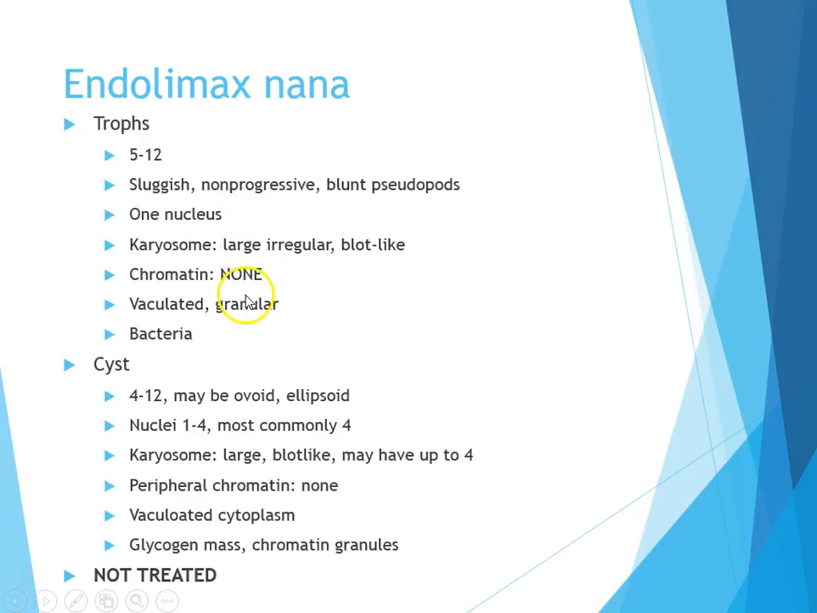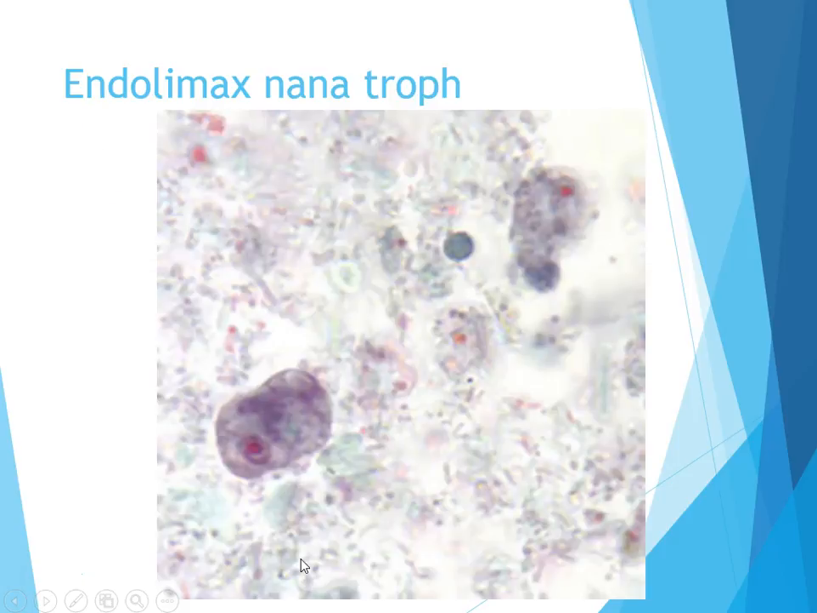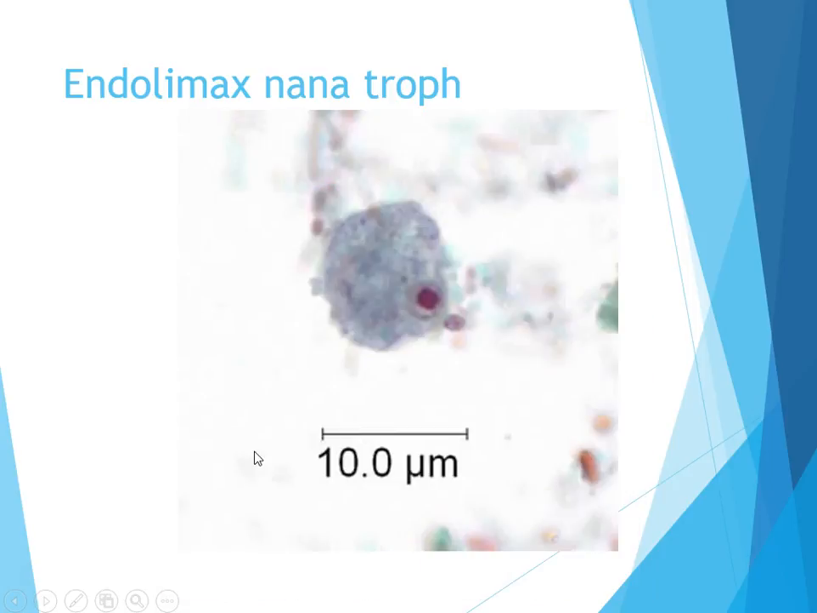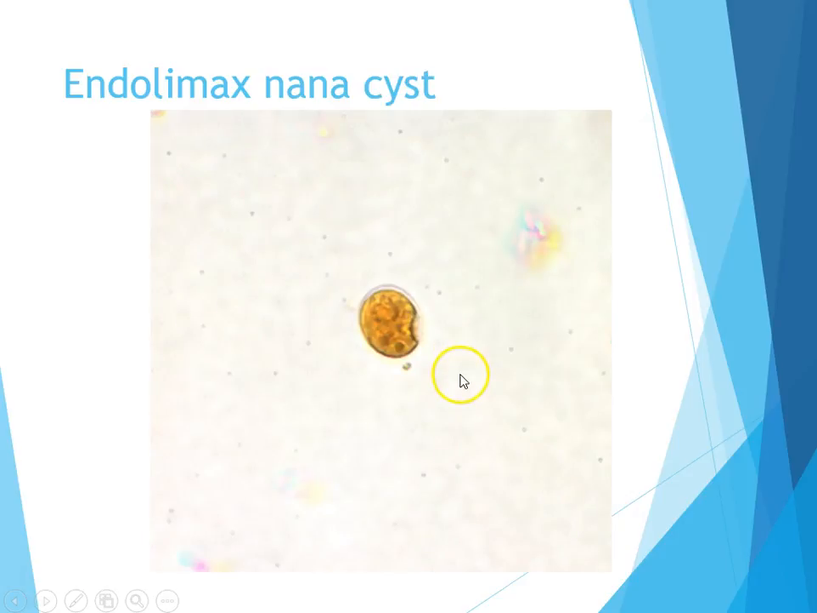It doesn't have any chromatin around the nucleus. The cytoplasm is vacuolated or granular, and it can have bacteria. The cyst is 4 to 12 micrometers, and it may be oval. It can have up to 4 nuclei, most commonly 4. A large blot-like karyosome, no chromatin, vacuoles, and a glycogen mass. These are the blunt pseudopods. Blot-like karyosome, blunt pseudopods, blot-like karyosome.